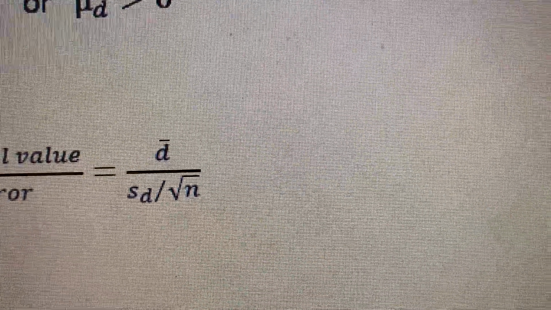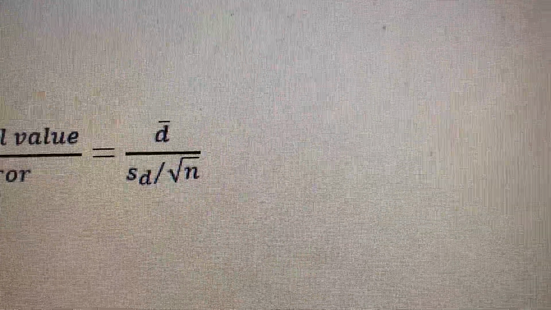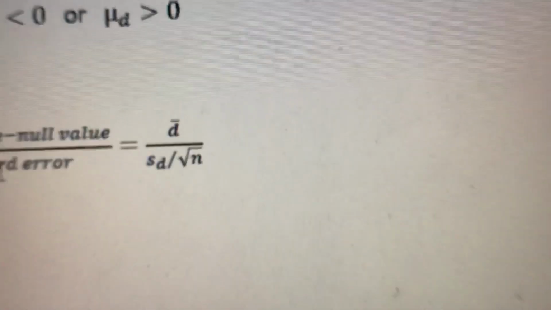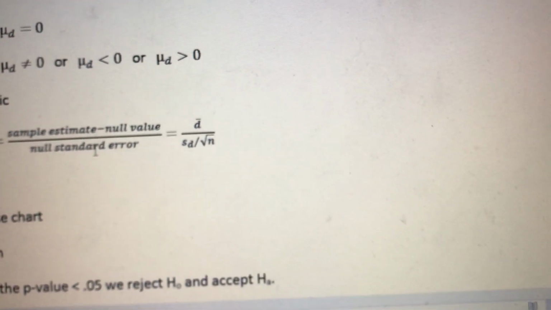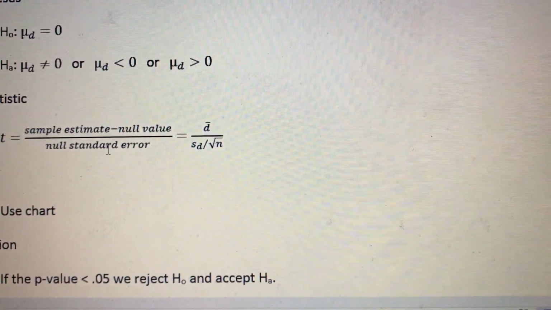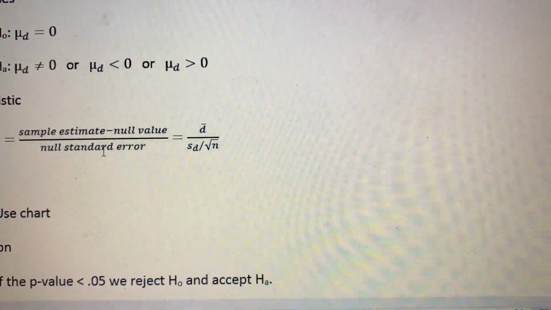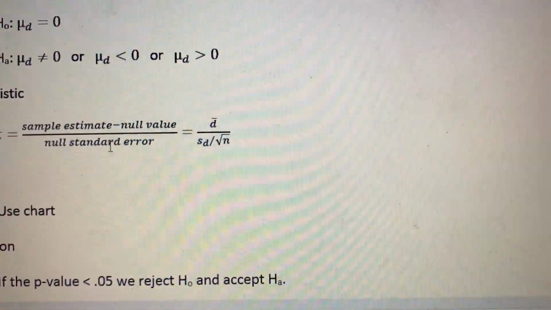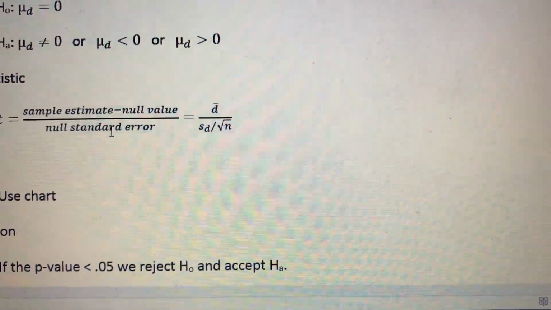If you have something and I take nothing away from you, you have whatever you started with. So our numerator is just d bar. So not only is it a special case of a one population mean problem, it is actually easier. And then our null standard error is the exact same as the standard error we used in our confidence interval.